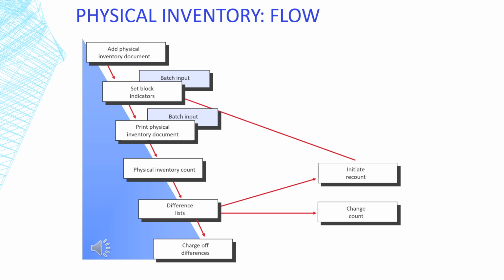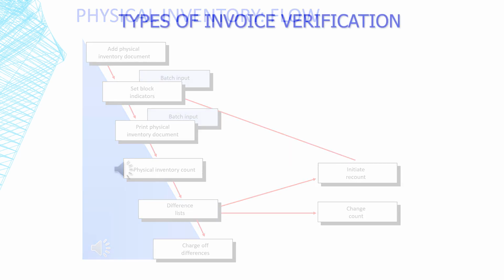In inventory management we also have a reordering point and a way to check the inventory flow. So it covers adding a physical inventory document, setting the indicator, printing a physical inventory document, and the physical inventory count. Those are tracked in the inventory flow.